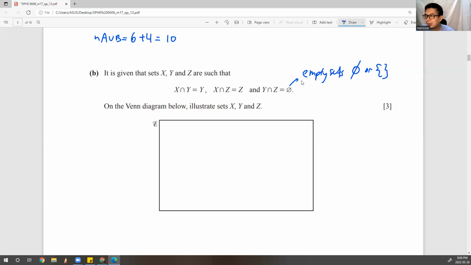Okay, so which one is the biggest? The biggest is always X, right? So X intersect Y, so this is X. And then X intersect Y is Y, so both X and Y and it equals Y, so it cannot be like this, right? Because this is not the whole Y. So make sure that Y is inside X.